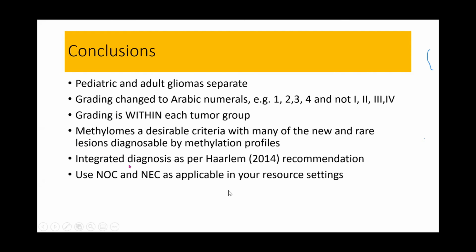When we are unable to make an integrated diagnosis because of unavailability of the methylation profiling or specific IHC, we should use freely the terms NOS and NEC. NOS meaning not otherwise specified, and NEC would be not elsewhere classified. So if you do the molecular test, you look at a tumor, it looks like an oligodendroglioma, but it does not show 1p19q co-deletion. You can still call it an oligodendroglioma NEC. And if you are unable to do 1p19q co-deletion at all, you can just call it oligodendroglioma WHO grade 2 or 3 NOS.